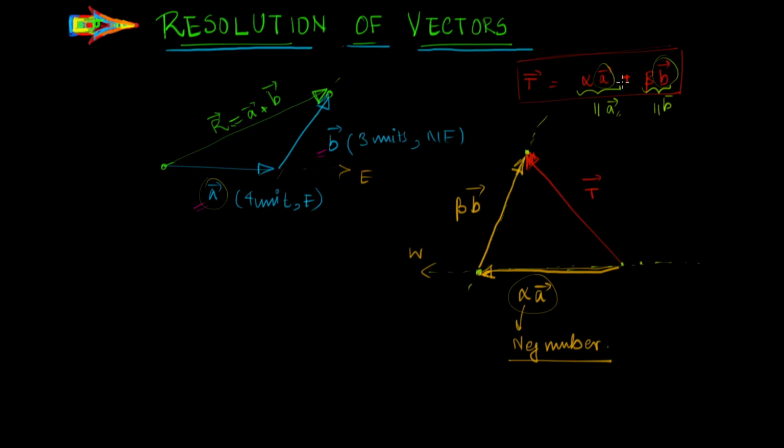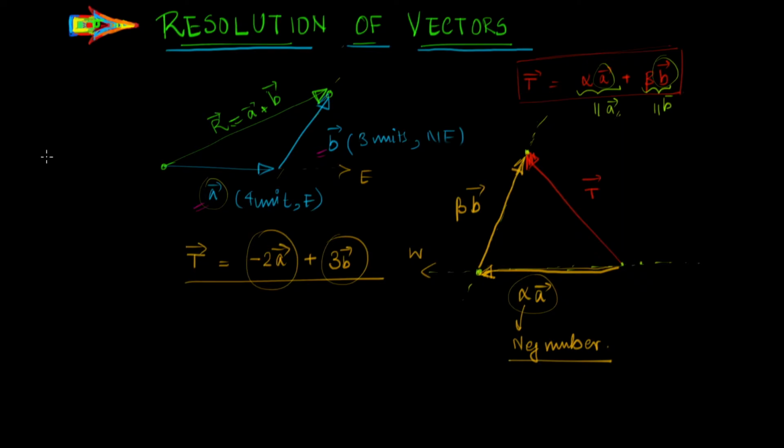So a vector could be resolved as a combination of two vectors with any constants multiplied to them. So T could be of the form some negative number times A, let's say minus 2 times A, plus some positive number times B, because beta B is still pointing in the same direction as B, so beta could be positive. It could be something like 3 times B. So T has therefore been resolved in these two vectors. This is what we mean by resolution of vectors.